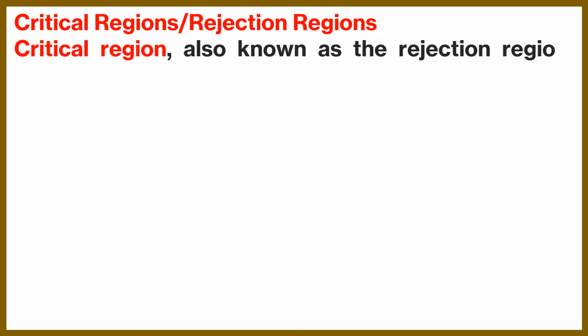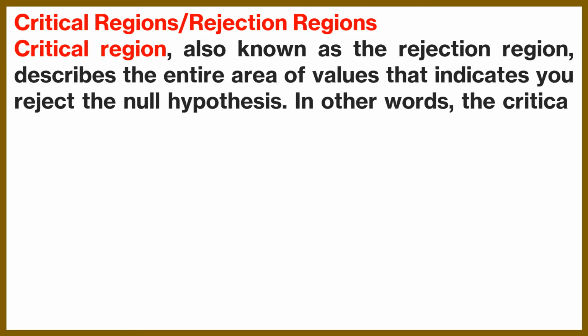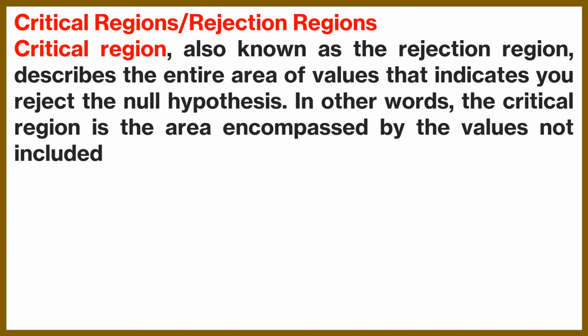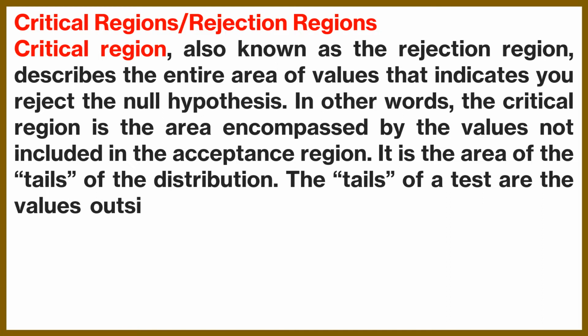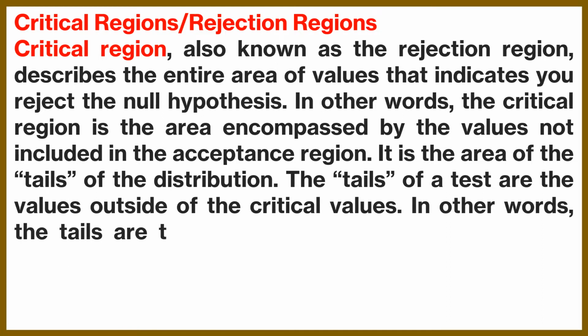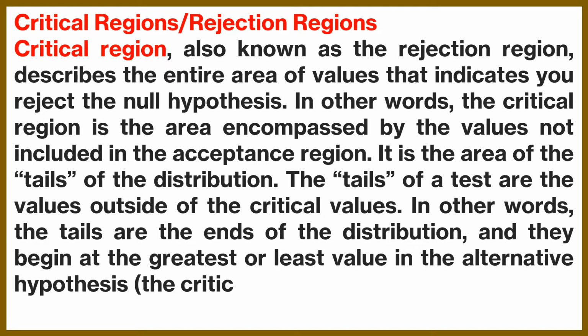Okay, the critical region or the rejection region. So critical region, also known as the rejection region, describes the entire area of values that indicates you reject the null hypothesis. In other words, the critical region is the area encompassed by the values not included in the acceptance region. So it is the area of the tails of the distribution. The tails of the test are the values outside of the critical values. In other words, the tails are the end of the distribution and they begin at the greatest or least value in the alternative hypothesis or the critical value.